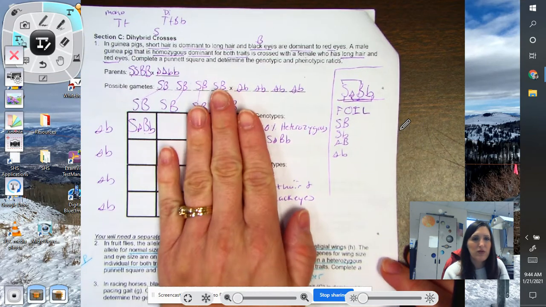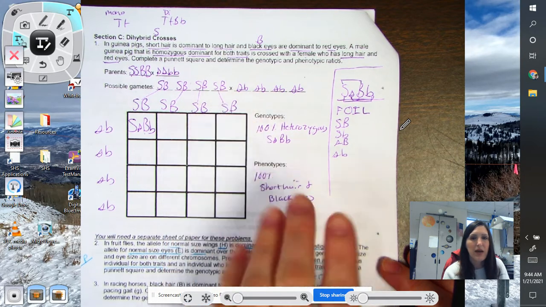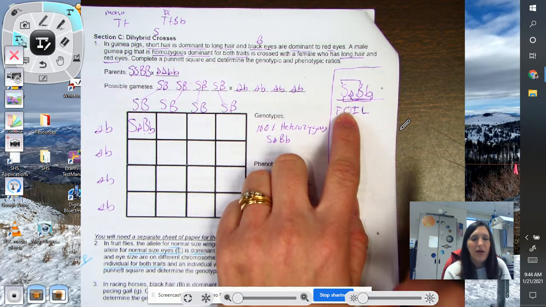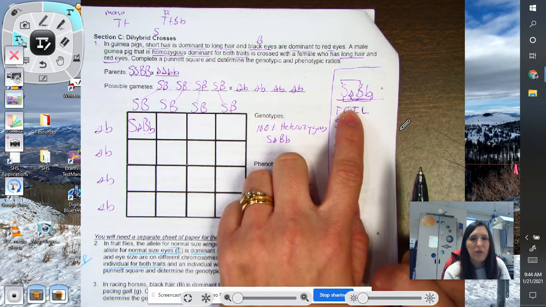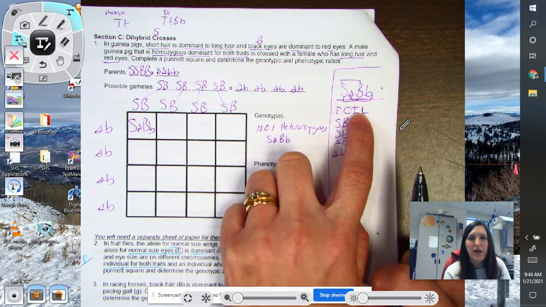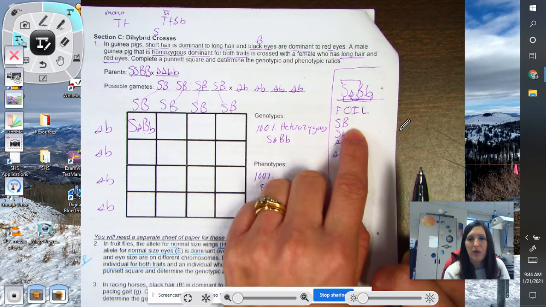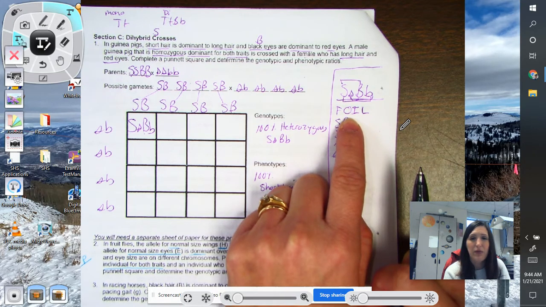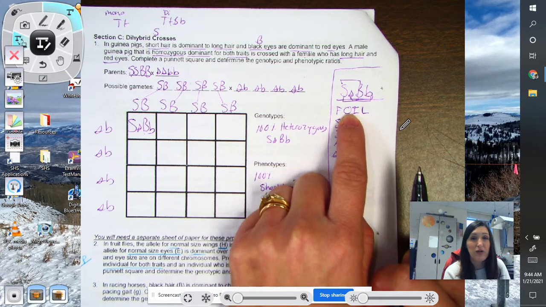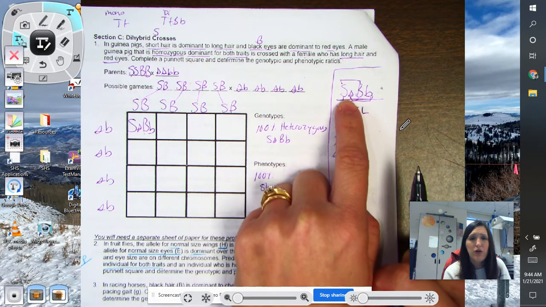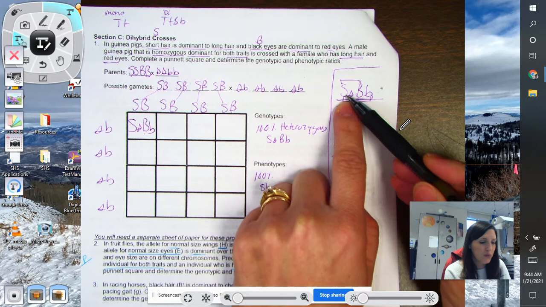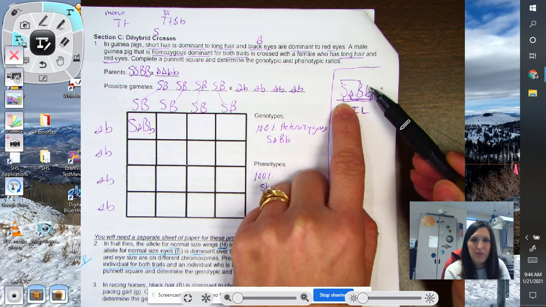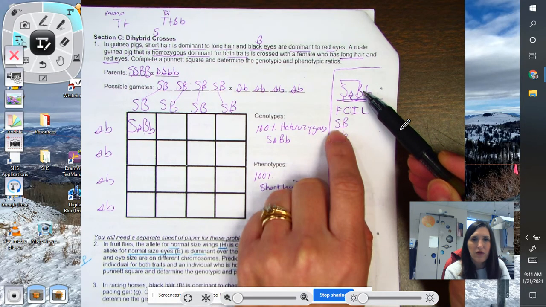Okay? Now, the real fun is doing a heterozygous. So we've answered this one. But if your parent's heterozygous for both traits, then you have lots of possible gametes. I recommend doing the FOIL method. You do FOIL in math. So the first would be the big S and big B gamete.